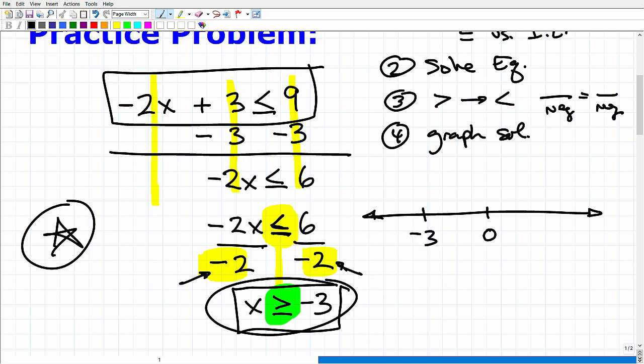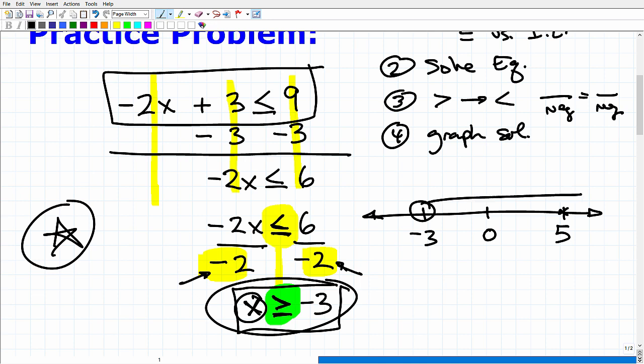So what you want to do is draw a circle at this number, okay? Now, let's look at this statement. This says x is greater than or equal to negative 3. So what numbers are greater than negative 3? Well, how about like 5? Yeah, 5 is greater than -3 for sure, right? 5 is greater than -3. So this is a solution over here.